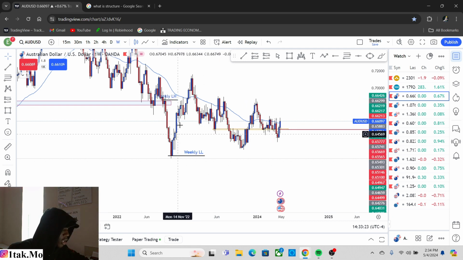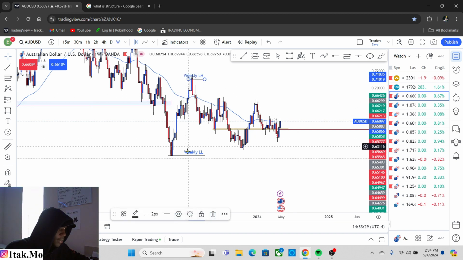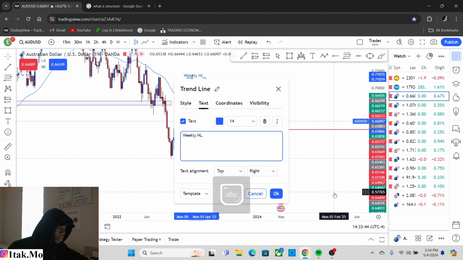So now, it broke above here, broke above the lower high, making it bullish. So when it broke above, this is the new higher high. This is a new higher low. Let me show you. Why is it the new higher low? Because it is the last lowest point before it went to the higher high. So right here.